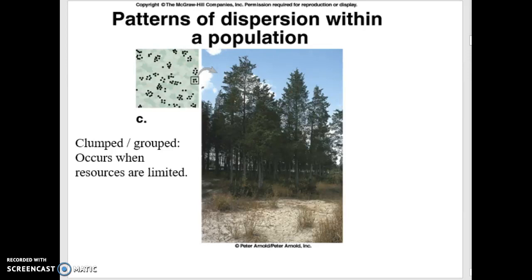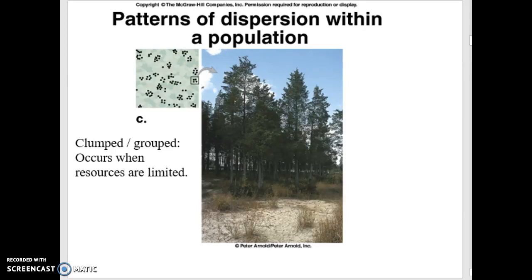Fish clump around resources. So if you're a fisherman and you go out for bluegill, you fish certain parts of the lake. You're going to fish for bass, you fish certain parts of the lake. You fish where the resources will be that the bluegill need or that the bass need.